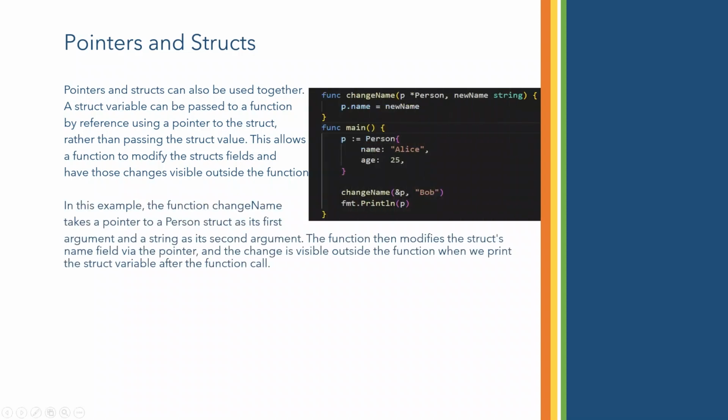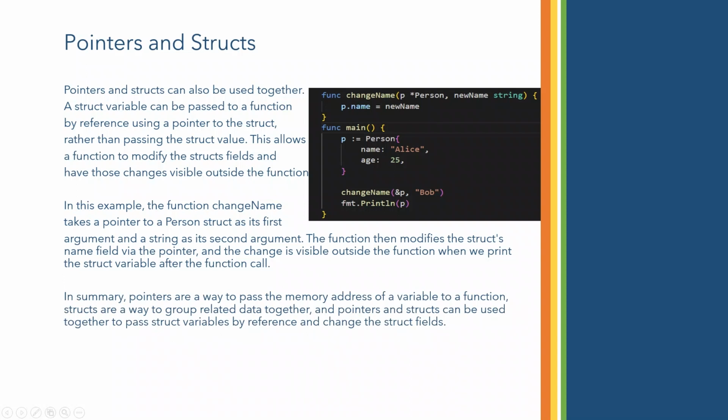For example, in this case, changeName is a function which takes a pointer to the Person struct, and you can pass a new string to modify the name. And you can see that after the changeName function call, p.name will be changed to Bob instead of Alice.